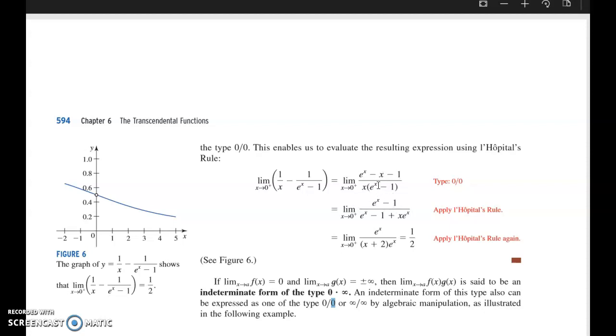This is of the type 0 by 0. So again apply the L'Hopital rule, that is e raised to x minus 1 divided by e raised to x. We use the product rule. Okay. So this is e raised to x divided by x plus 2 into e raised to x. This we will get as 1 by 2 here.